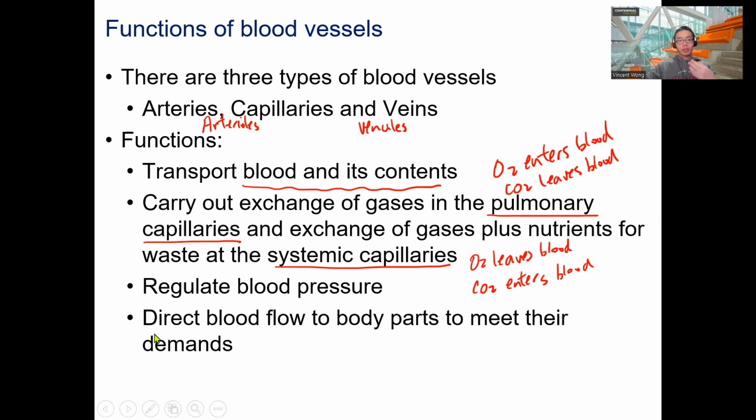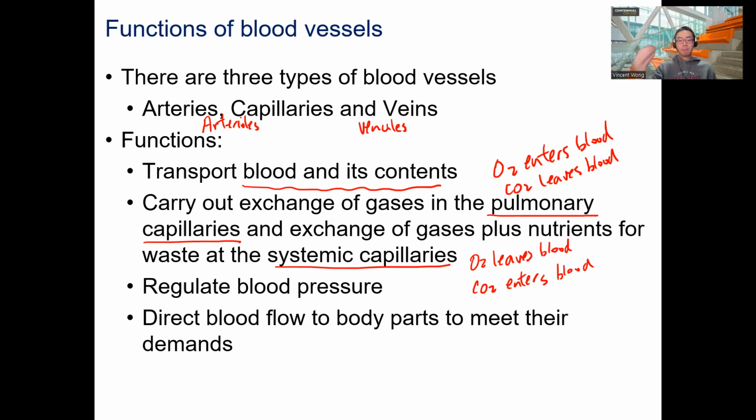The blood vessels can also direct blood flow to the parts of the body that need the blood the most. Okay, so let's say you had a big meal and you're just sitting on the couch watching TV. The blood vessels will divert the blood to the digestive system to help digest your meal. At that time, because you're just sitting on the couch, you don't need a lot of blood going to your muscles. So they will restrict the blood flow to the muscles and divert it mainly to the digestive system.